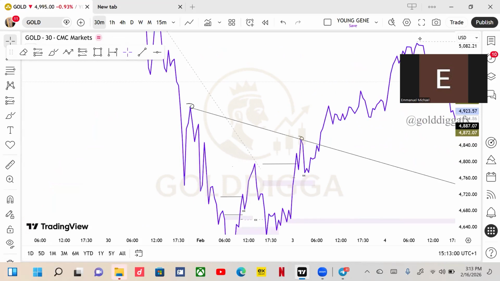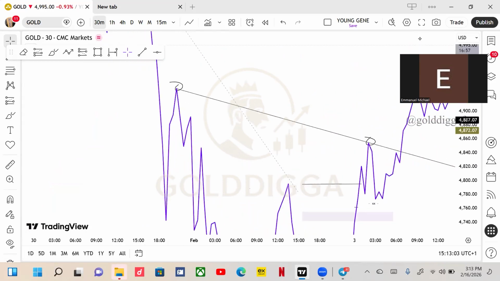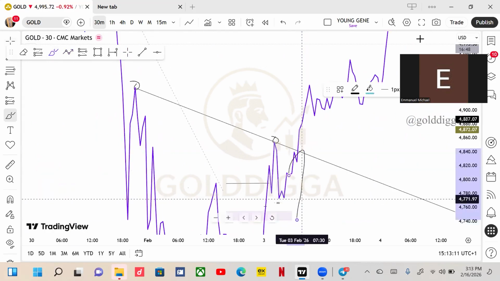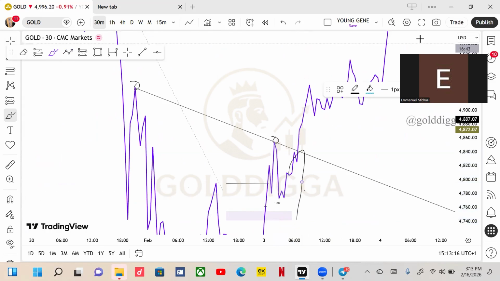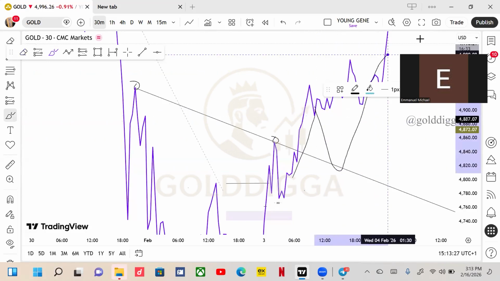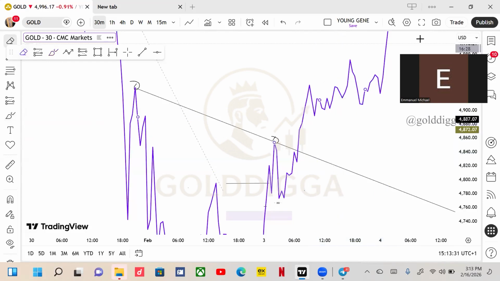So like I was saying, we have here our first point, which is this high, the second point, which is this high. Right. So instead of the third point touching and falling, price broke above. So if price happens to retest this trend line and we buy again, that should be a good area to buy.